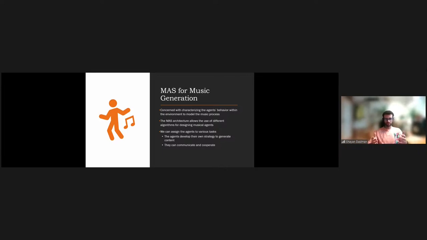The MAS architecture allows the use of different algorithms for designing musical agents, as we said, like rule-based models or deep learning models. We can assign the agents to various tasks so that they can develop their own strategy to generate content. And they can communicate and cooperate with each other to satisfy the goal of the system.